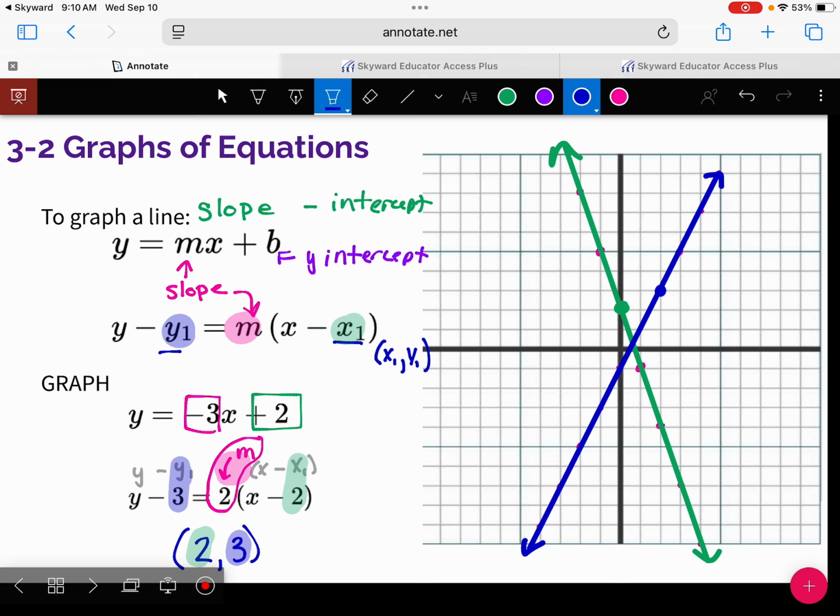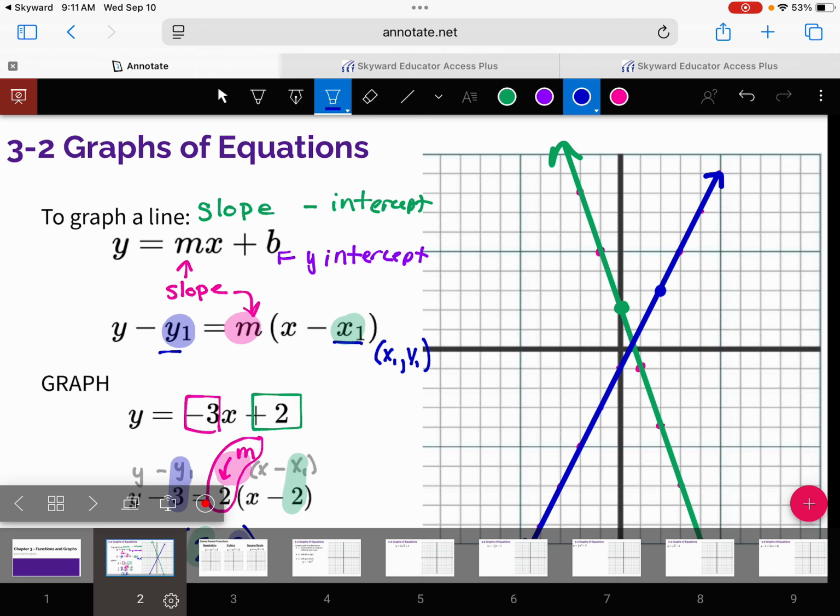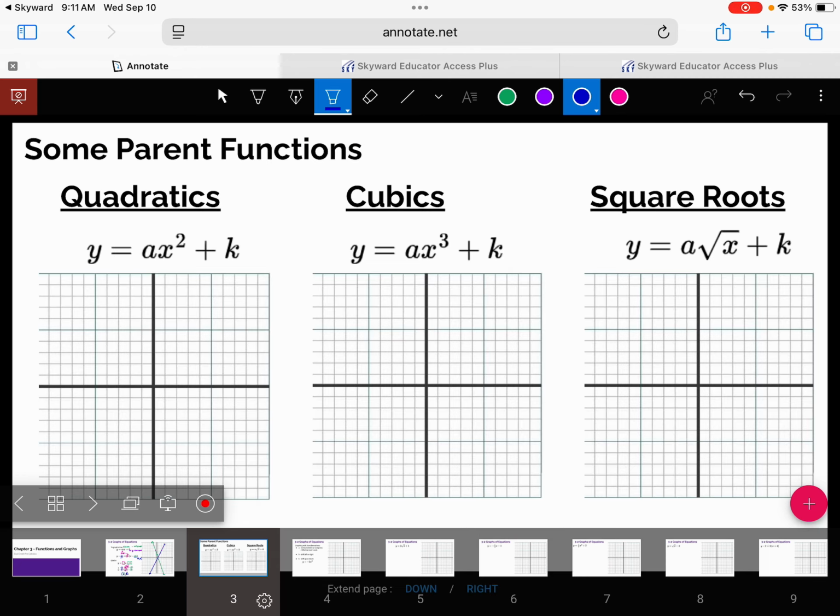We're not going to do tons with lines because we've worked with lines a gabillion times. What we are going to focus on more is some of the other functions we did in Algebra 2. We're going to remember some parent functions. And then we're going to start talking about some transformations and those kind of things. So I'm going to put up a page that's going to have 3 graphs. These are the 3 we're going to talk about today. We're going to talk about quadratics, we're going to talk about cubics, and we're going to talk about square roots.